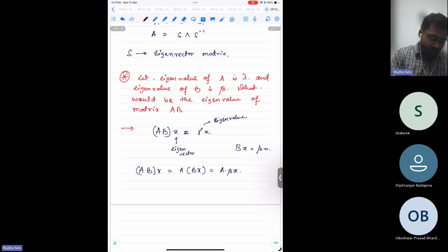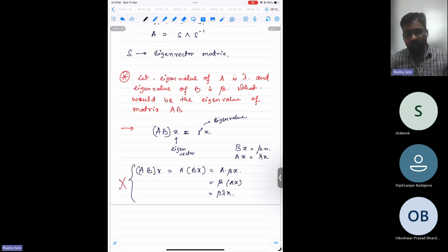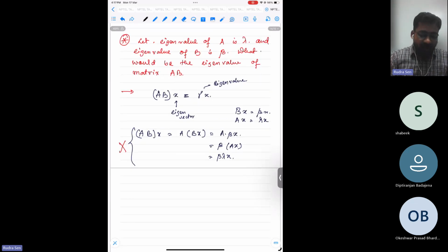But this whole proof is wrong. This whole proof is wrong. Why is it wrong? I have said that A has eigenvalue lambda and B has eigenvalue beta, but I have not said anything that they share the same eigenvector. It's not possible. I have not said anything that they are similar matrices. Definitely, they are not similar matrices. If they are similar matrices, their eigenvalues would be the same, but that's not the case.